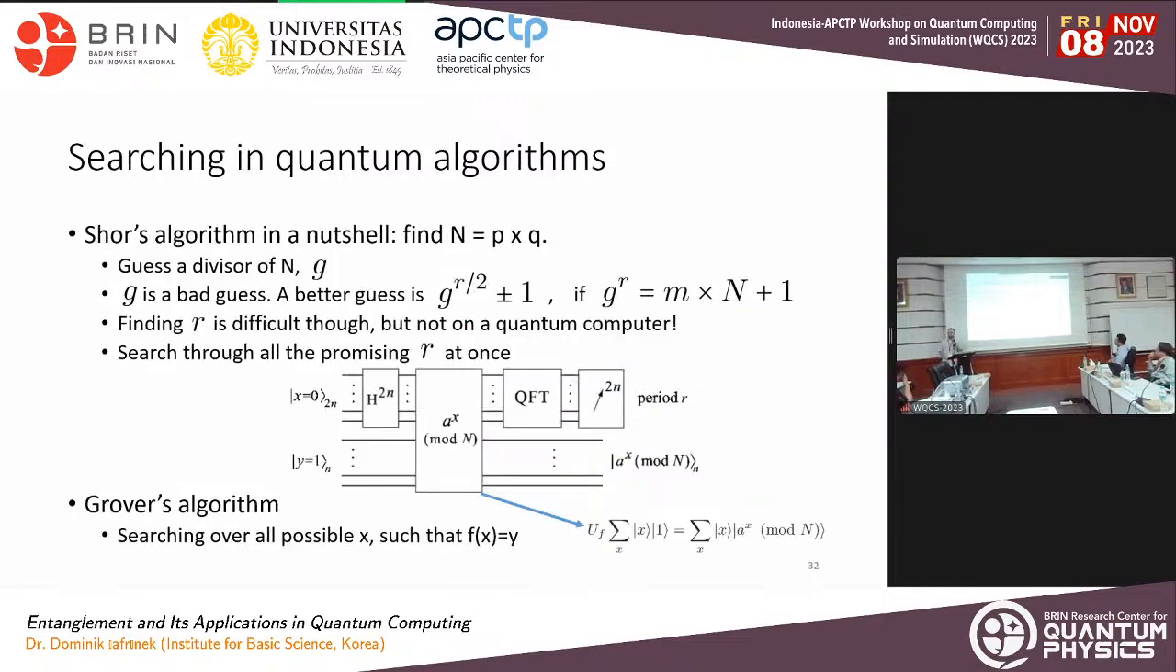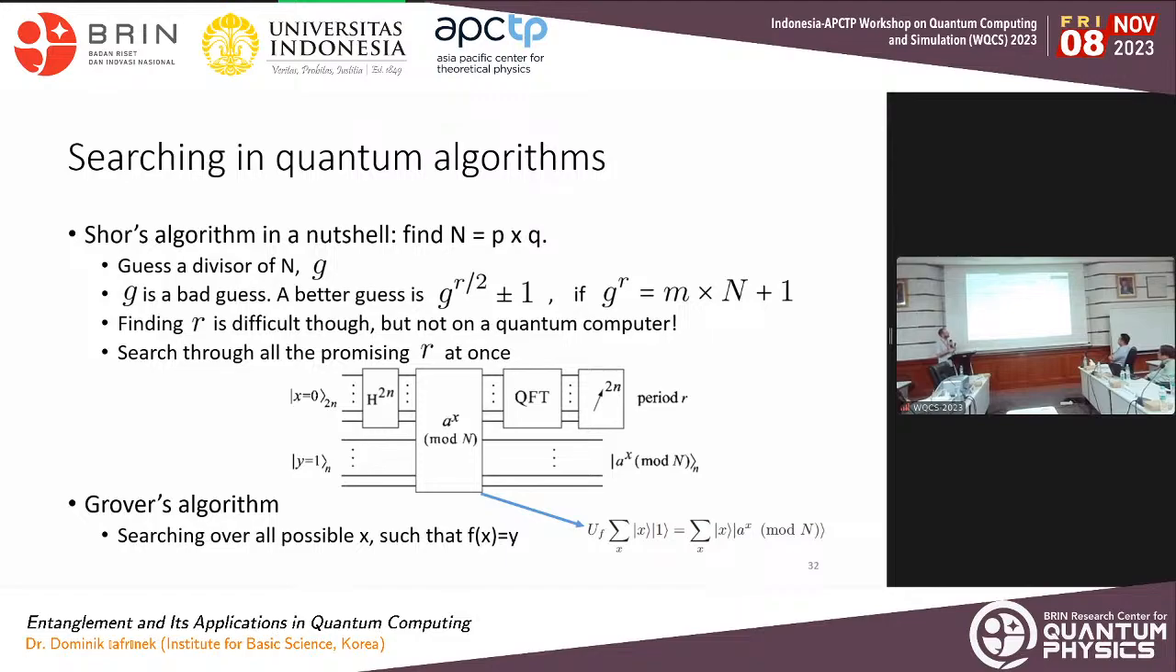So, an example is Shor's algorithm. Shor's algorithm in a nutshell: you have some large number N that you want to factorize into its prime factors. Normally what we do is guess a G that divides it, and this is never a bad guess. It turns out from some analysis which I don't understand that a better guess, whatever G you choose, is G to the power of R over 2, plus or minus 1. So there are two better guesses.